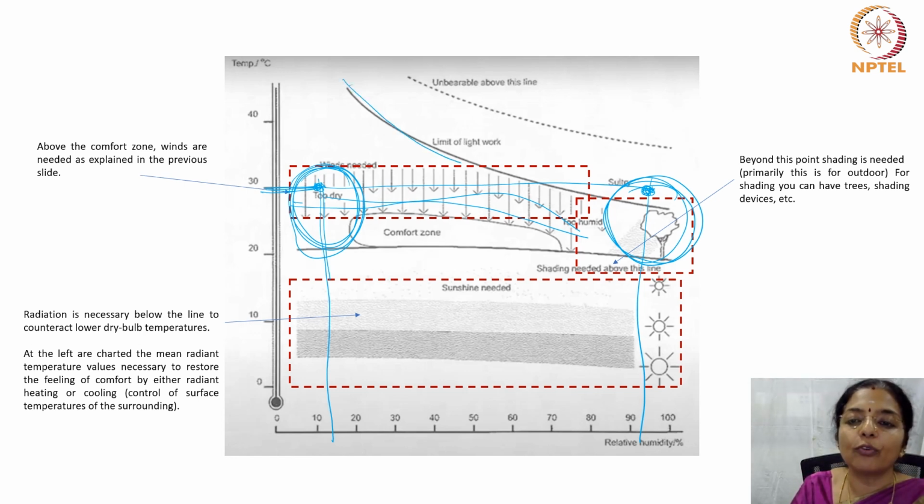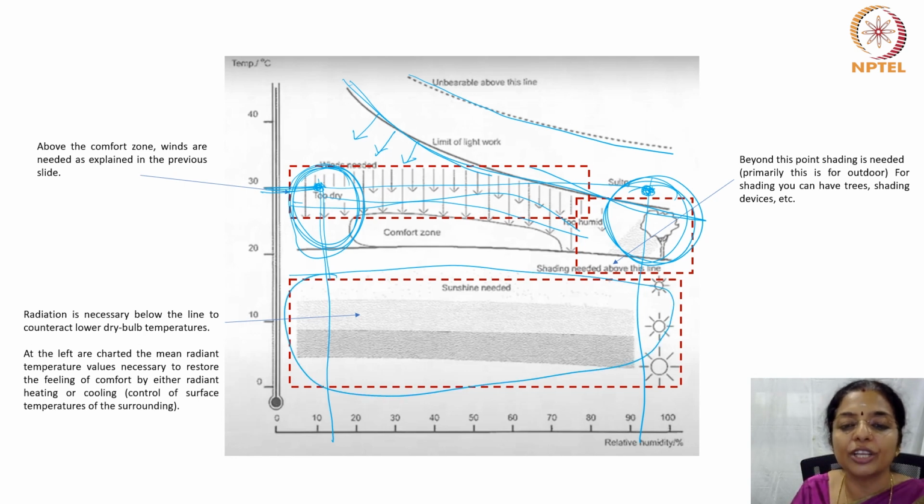This is the limit for light work to do. Only under conditions of this, below this, light work can happen. Above this is unbearable. Whereas below this part, you need sunshine, you need solar radiation. Because below this line, you need to counteract low dry bulb temperatures, say below 21 degrees centigrade. So, this is the way in which a bioclimatic chart is depicted.